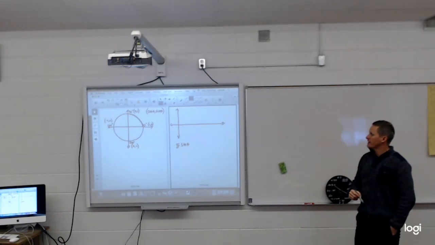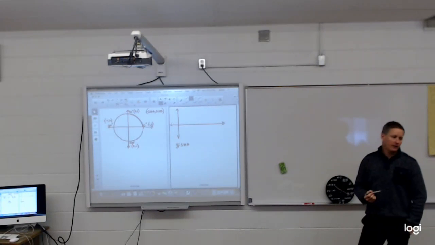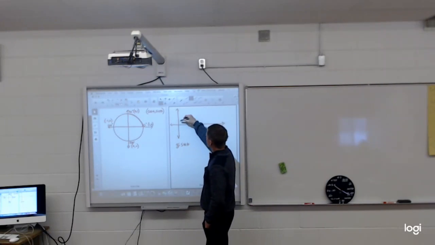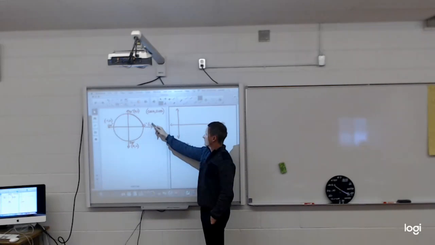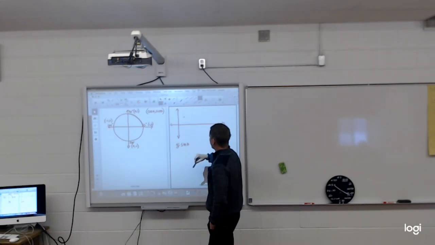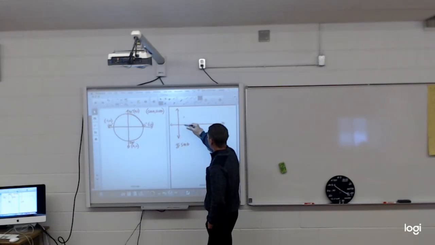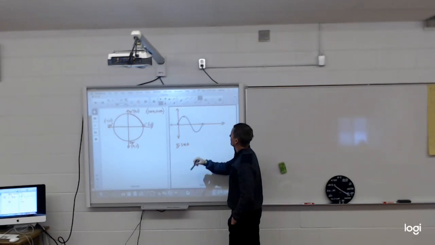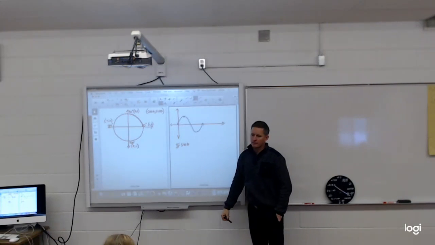So starting at 0, what is the measurement? Oh, 0. 0 degrees is 0. And then at 90 degrees, it's 1. At 180, it's 0 again. At 270, it's negative 1. And at 360, it's back to 0. This is your sine graph. Okay?